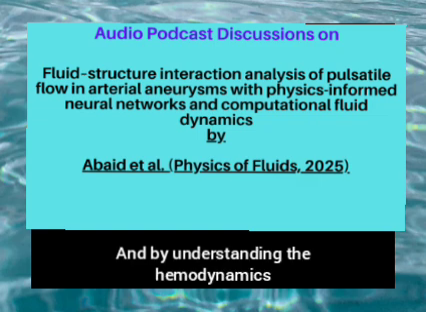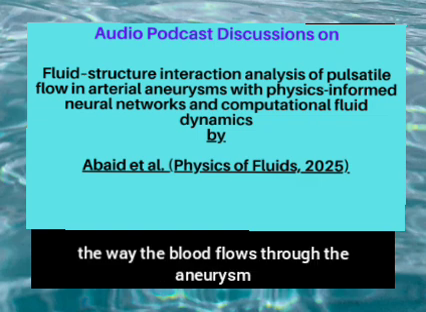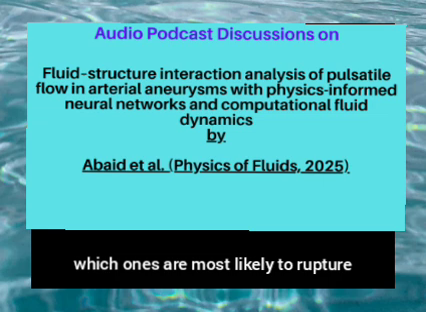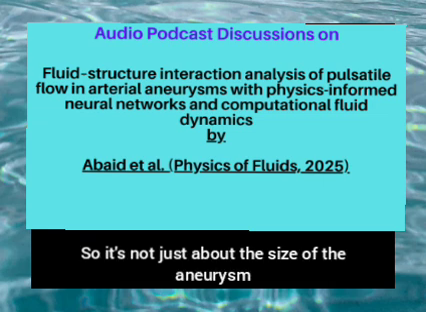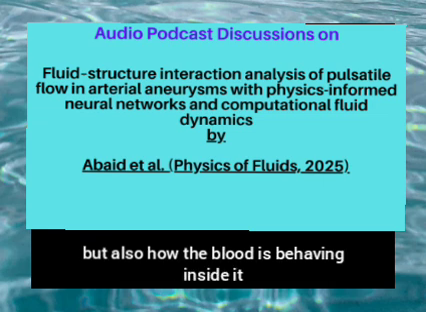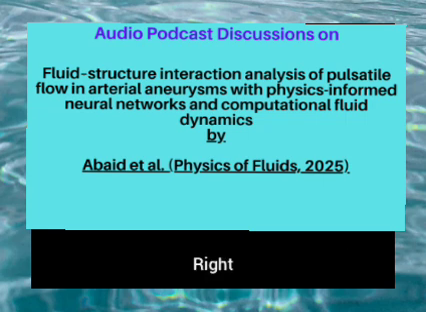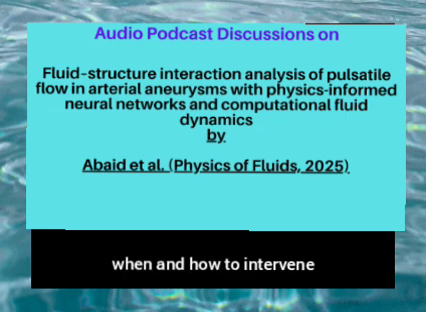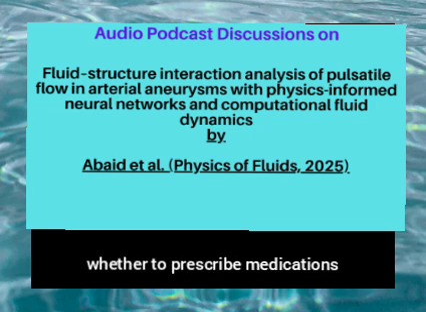Exactly. And by understanding the hemodynamics, the way the blood flows through the aneurysm, they might be able to predict which ones are most likely to rupture. So it's not just about the size of the aneurysm, but also how the blood is behaving inside it. Right. And that could help doctors make better decisions about when and how to intervene. So whether to monitor it closely, whether to do surgery, whether to prescribe medications.